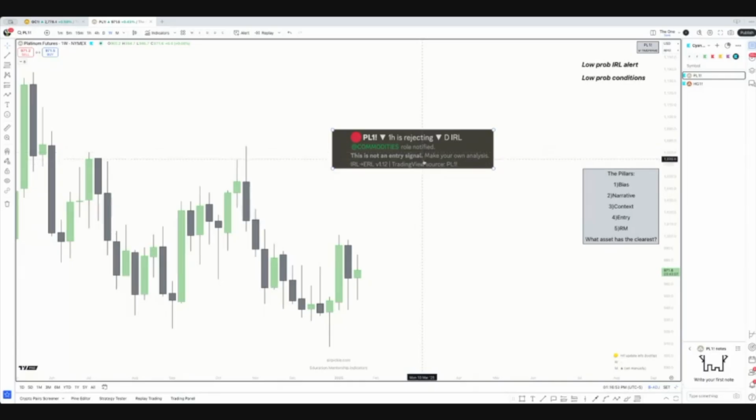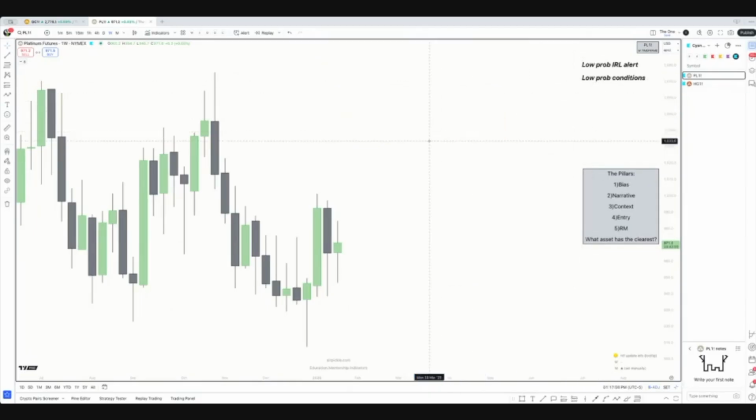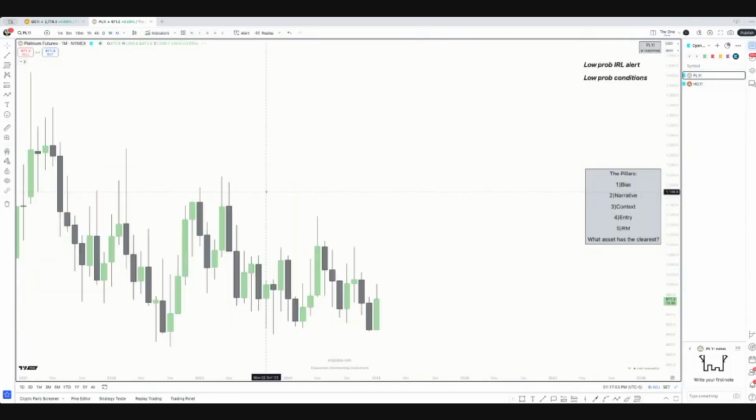Why would I avoid that? Why is it a low probability rejection? And why is it lower probability in general, these conditions? Okay, well, let's break that down. The alert was a 1 hour from a daily, all right? We're going to get there.